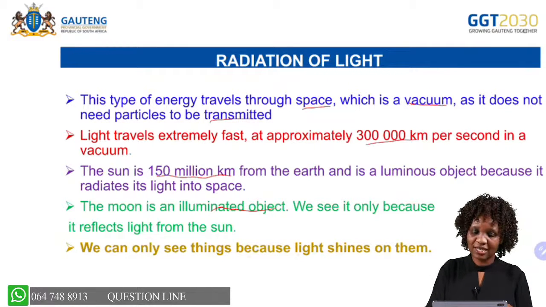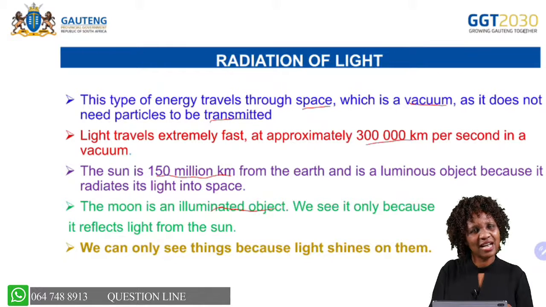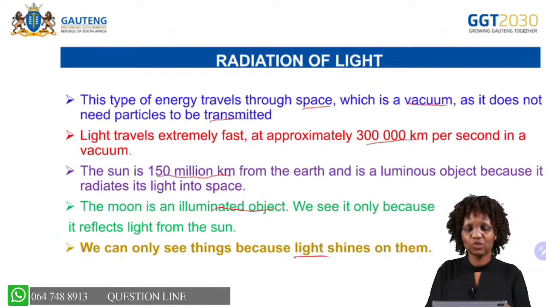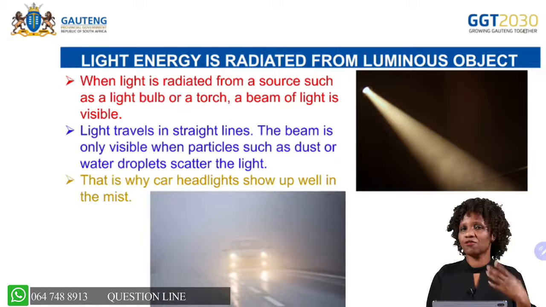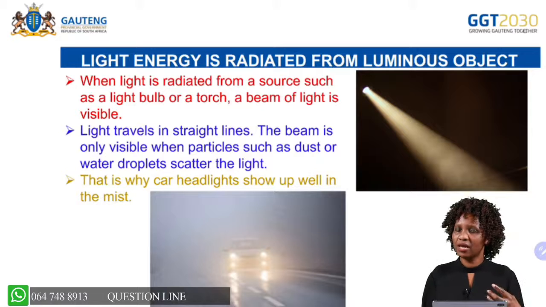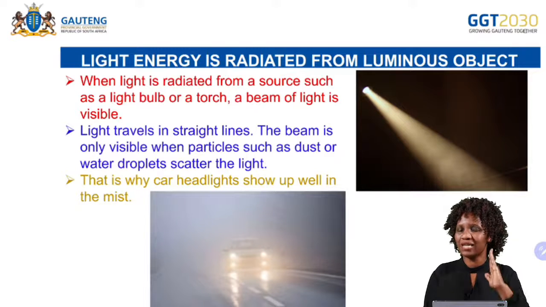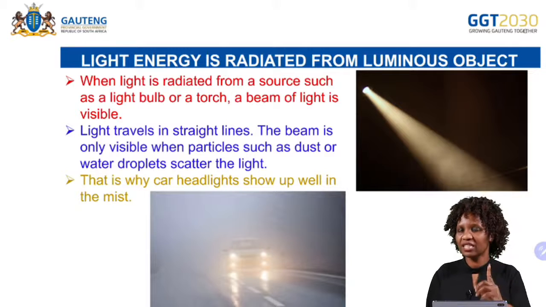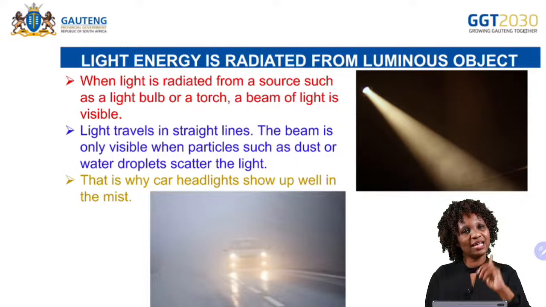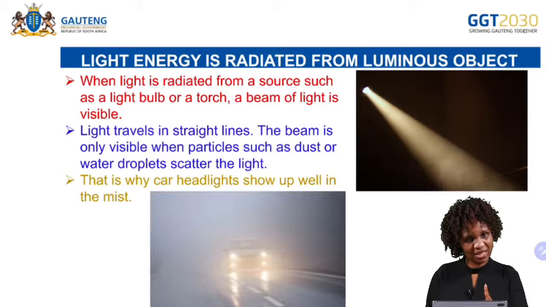We can only see things because light shines on them. That's when we can see things. All right. And then light energy is radiated from luminous objects. Now you know what a luminous object is. Remember, we said a luminous object is the one that emits light. It gives off light. You get that?